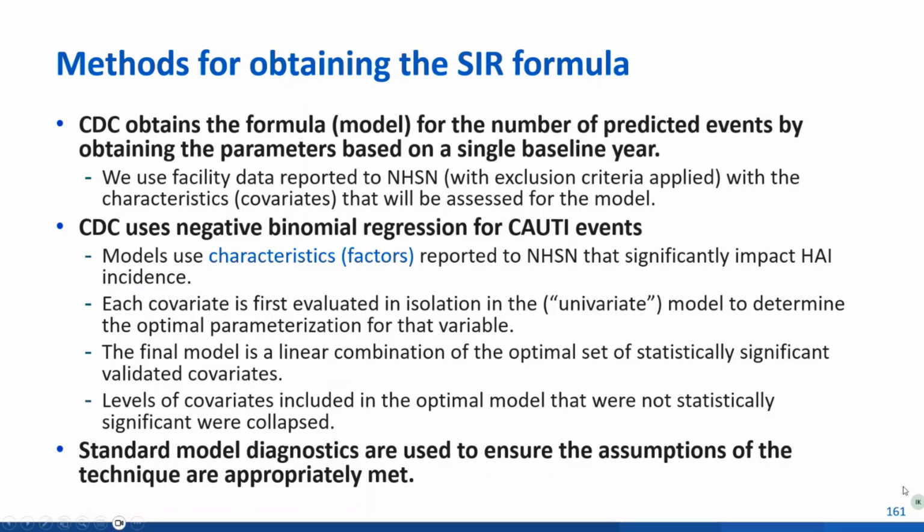And if levels of any covariate in the final model were not statistically different from each other, they were combined. So for example, if there was no significant difference in HAI incidence between graduate and undergraduate teaching hospitals in a final model, these two types of facilities would be grouped together as one category.